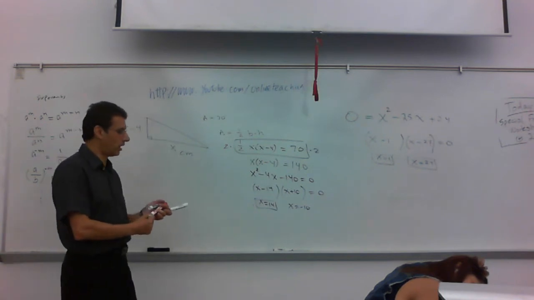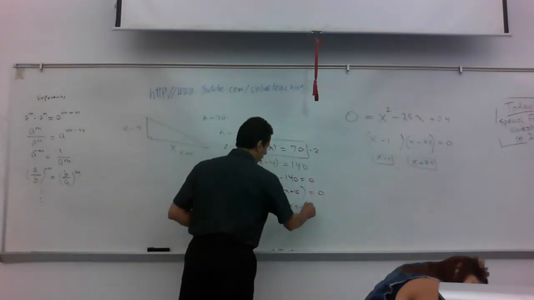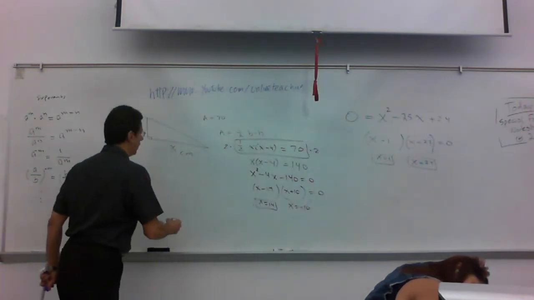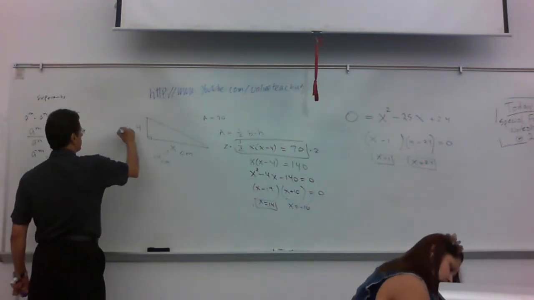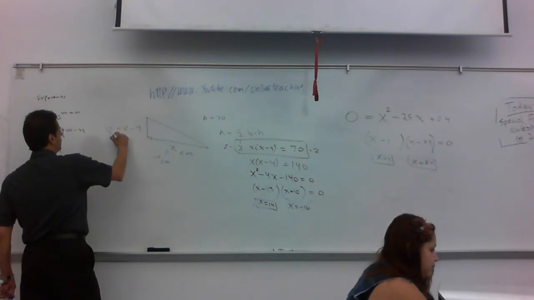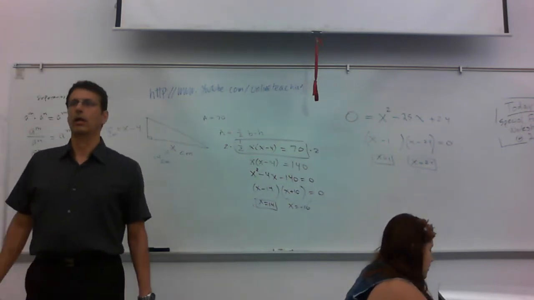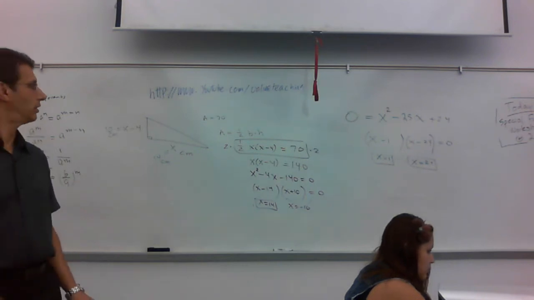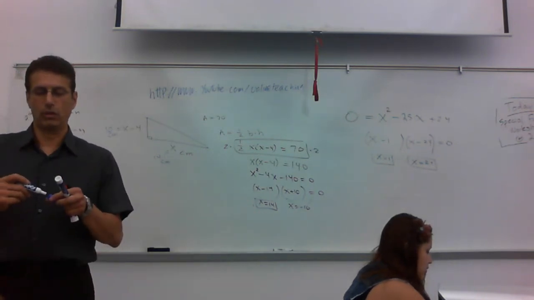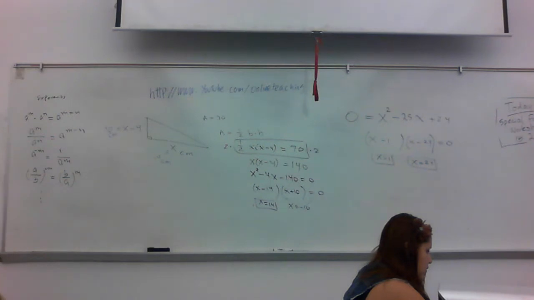And I'm going to cross out negative 10. Why? Because it can't be negative. Therefore, the answer is 14 centimeters and 14 minus 4. And you can see that the area is 10 times 14 divided by 2, 70 centimeters.